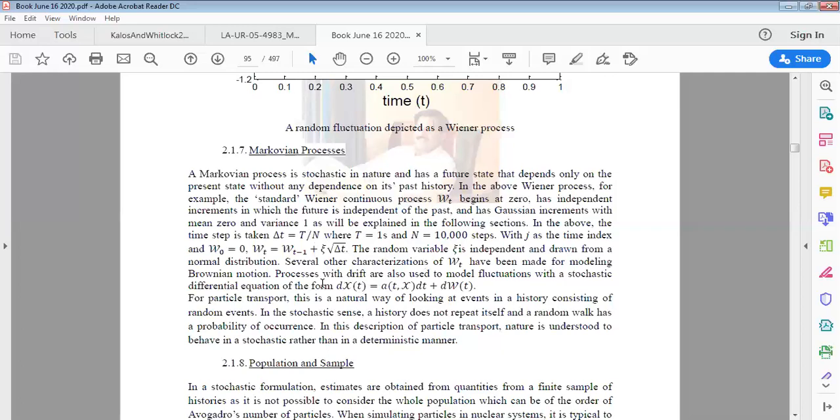this is how people have been trying to understand what happens, and this is exactly what we're going to use in Monte Carlo simulation. So we will, in the stochastic sense, say that a history does not repeat itself and a random walk has a probability of occurrence. So in this description of particle transport, nature is understood to behave in a stochastic rather than in a deterministic manner.